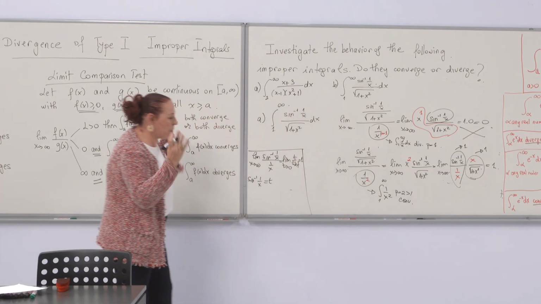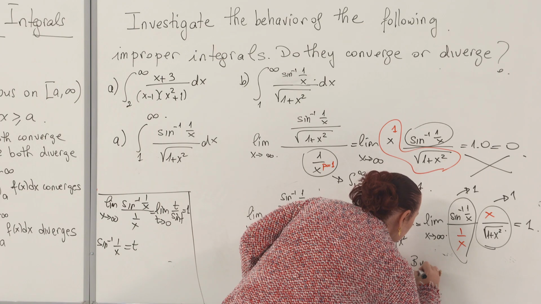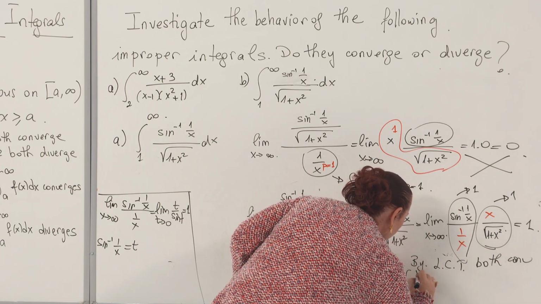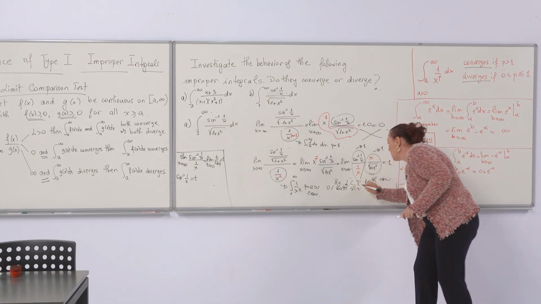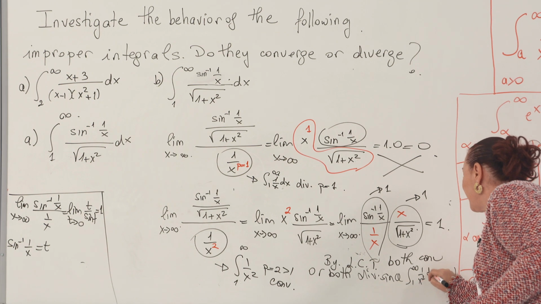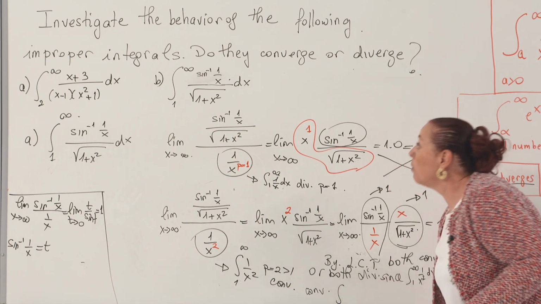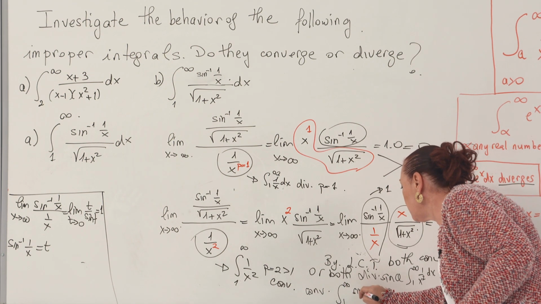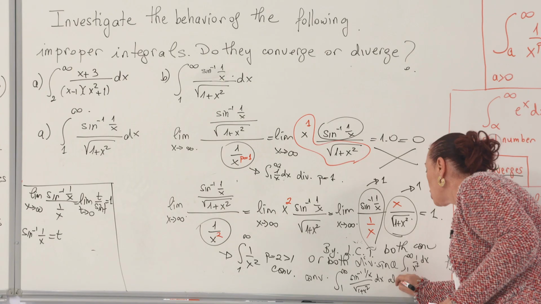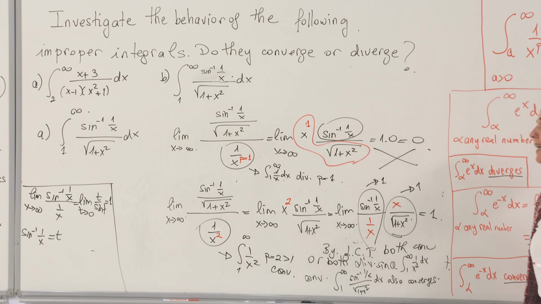So that's the best answer because we have a number. That means by the limit comparison test, both converge or both diverge. Since the integral from 1 to infinity of 1 over x squared dx converges, why? Because P is greater than 1. The integral from 1 to infinity of inverse sine of 1 over x over 1 plus x squared dx also converges. So this is how we do trial and error.